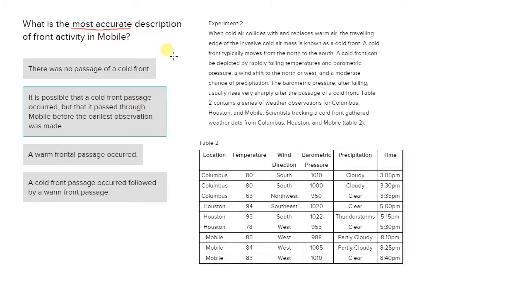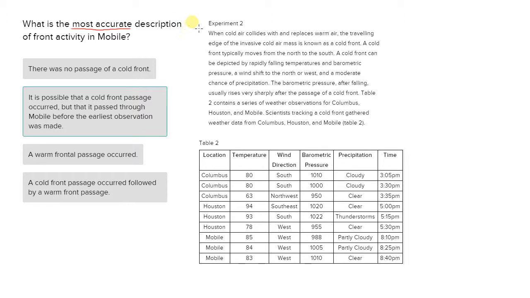So here, our answers are: there was no passage of a cold front. It is possible that a cold front passage occurred, but that it passed through Mobile before the earliest observation was made. A warm front passage occurred, or a cold front passage occurred followed by a warm front passage.